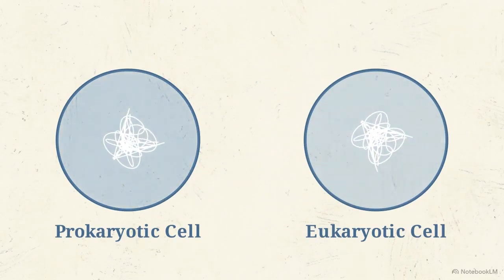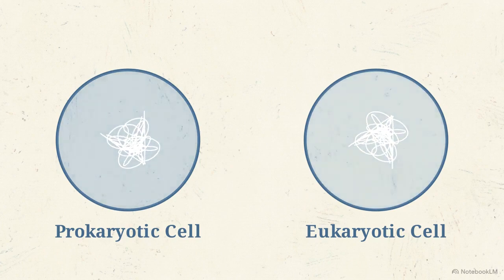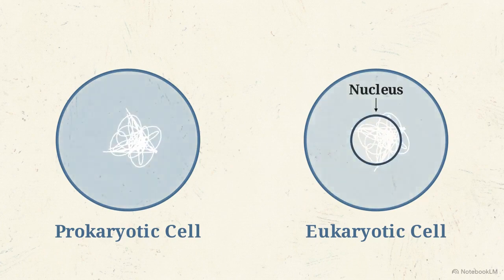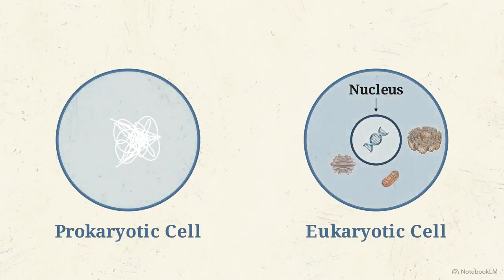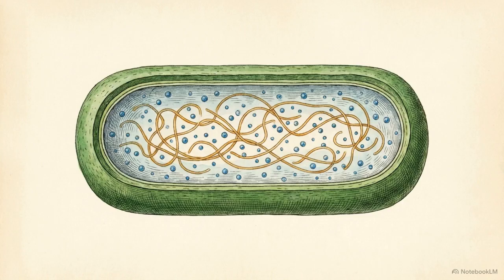From this baseline, life branches in two directions. Prokaryotic cells remain simple, with DNA floating freely in the cytoplasm. Eukaryotic cells, found in plants and animals, are more complex, housing their genetic material and specialized parts inside membrane-enclosed structures. Prokaryotes, such as bacteria, are always unicellular. They lack a nucleus, meaning their genetic instructions are never separated from the rest of the cell's fluid.